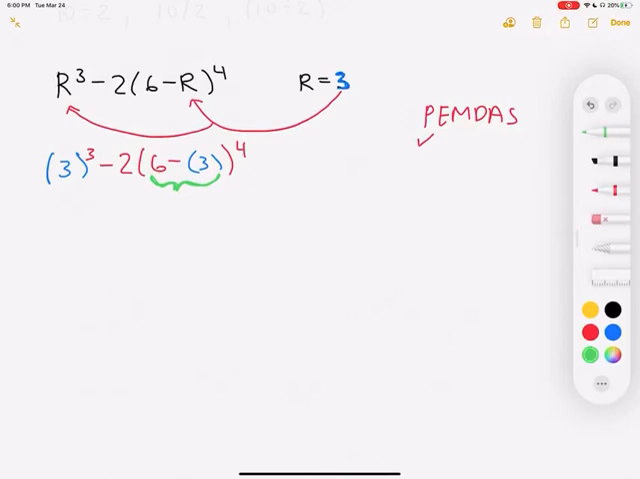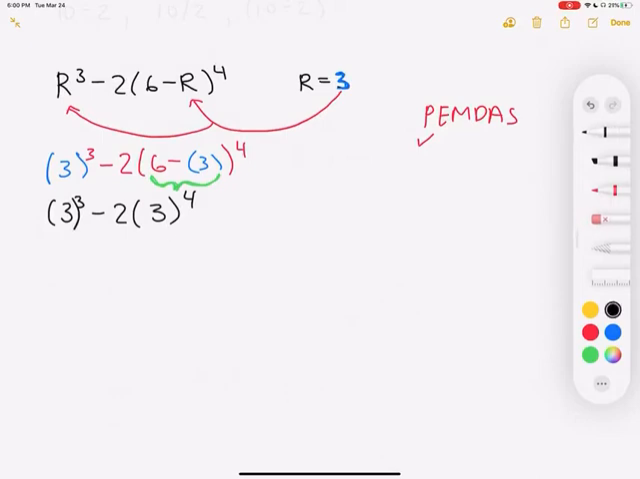I'm rewriting everything. So that's 3 to the power of 3 minus 2. And I'm going to do the operation. So 6 minus 3 is going to be 3, and I leave the exponent in there. I haven't done anything but the operation inside the parentheses in PEMDAS. Then I go back and check to see if I have any more operations inside the parentheses, and the reality is that I don't. This is an exponent. That's just the number 3 inside the parentheses, so it doesn't take place in the P in PEMDAS.